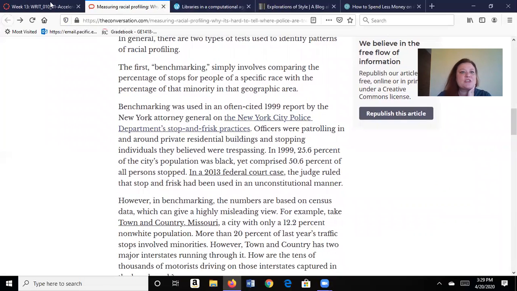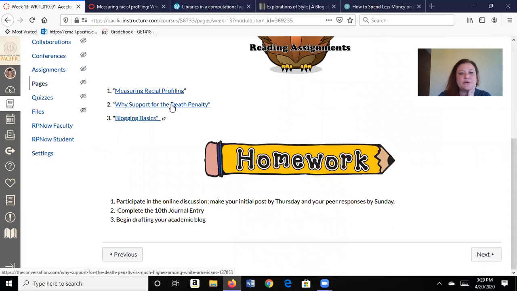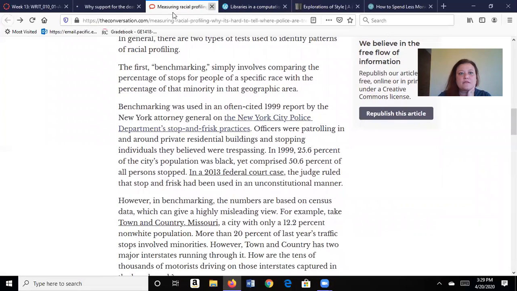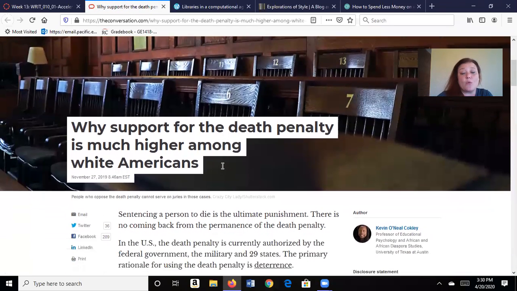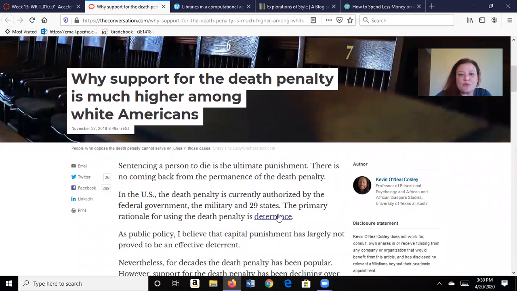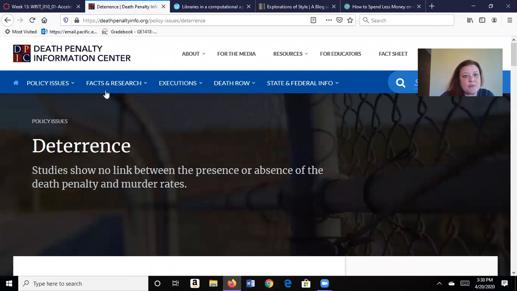Let me show you another example. Why do we support the death penalty? Or why support for the death penalty is much higher among white Americans? Okay, the primary rationale for using the death penalty is deterrence. Now, maybe you don't know what deterrence is. Maybe you do, but you're not really sure. So my guess is Kevin O'Neill Cockley cited a definition for deterrence. Let's check. Here it is. It's from the Death Penalty Information Center, deterrence.